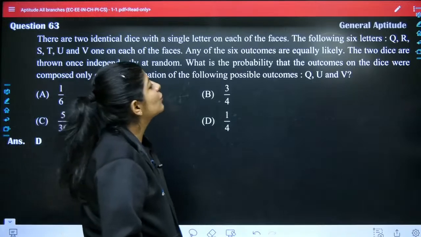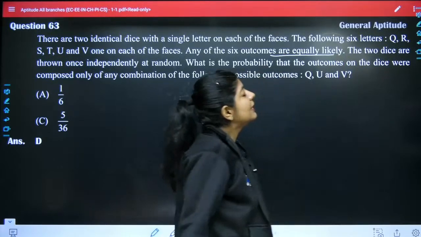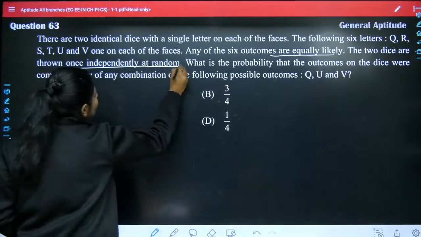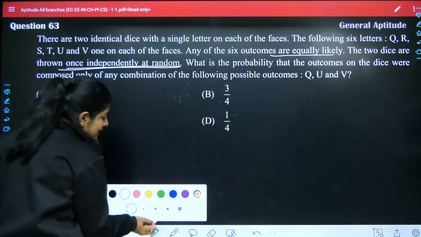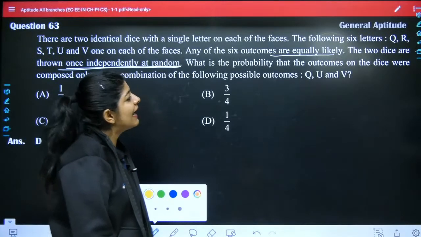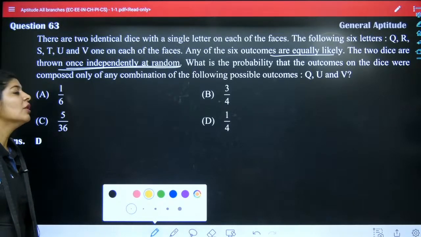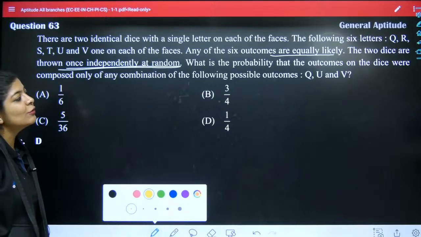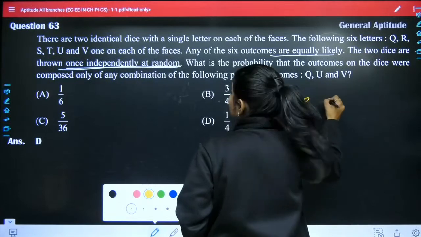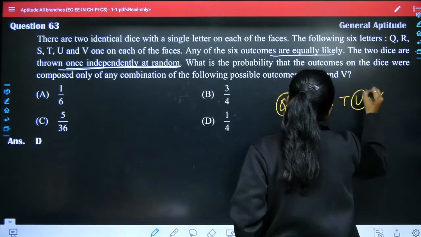Any of the 6 outcomes are equally likely and all the items are equally likely. The 2 dice are thrown once, independently at random. What is the probability that the outcome of the dice was composed only of any combination of the following possible outcomes: Q, U, V? So out of these 6, we only need Q, U and V.